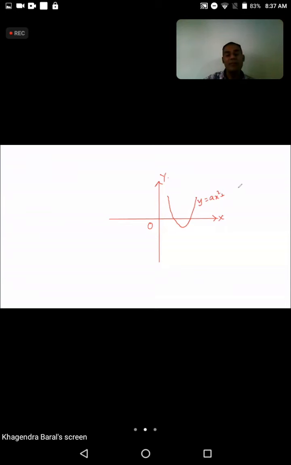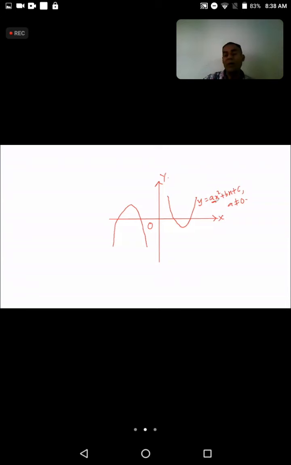It either opens upward or opens downward. If a is positive, then the parabola opens upward, and if a is negative, then the parabola opens downward like this. Okay. If a is positive, then the graph of the quadratic function is an open upward parabola. If a is negative, then its graph is an open downward parabola, we can say.